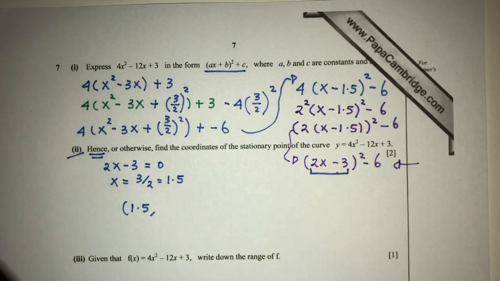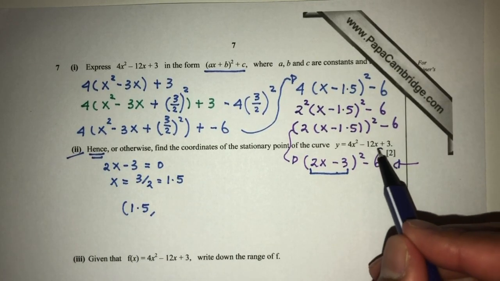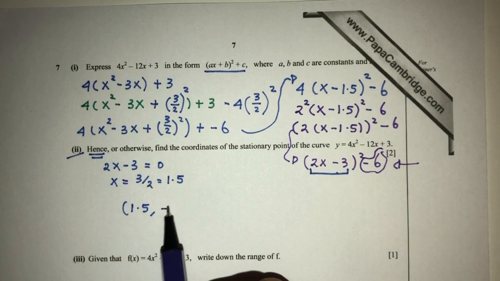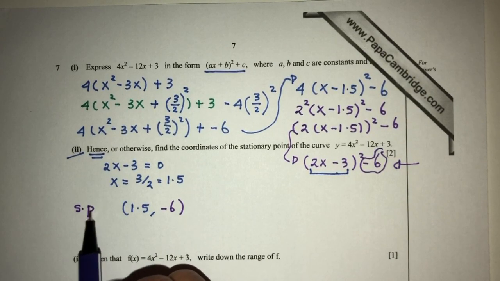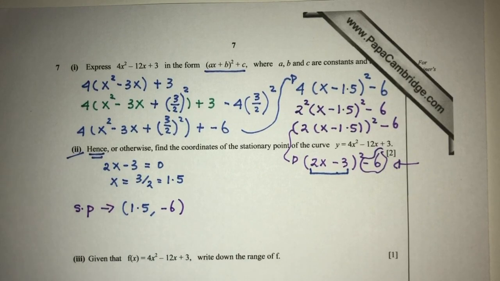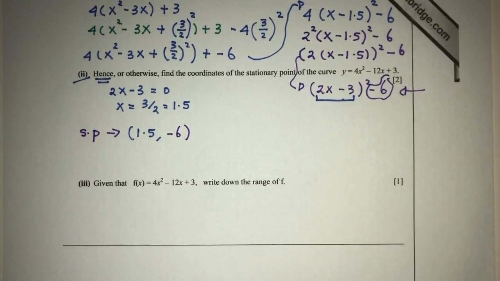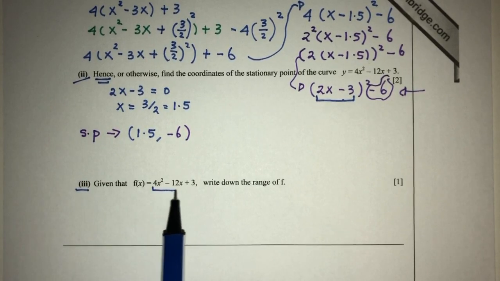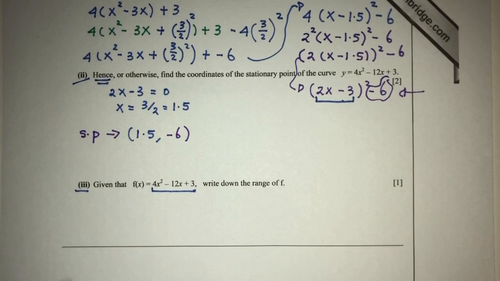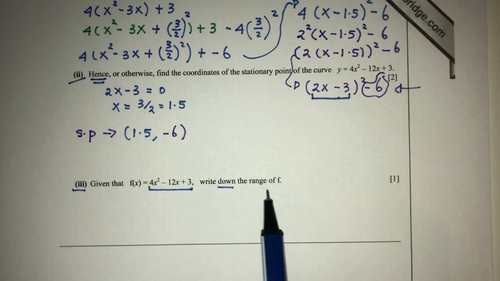And the y value, very simple. It's just the value at the end. So maybe minus 6. So this is your stationary point. By using this answer from part 1, hence we write hence to use this answer to find this answer. Anyways, now for part 3, given that f of x is equal to this, okay, that is the same equation as before, we have to write down the range of f.